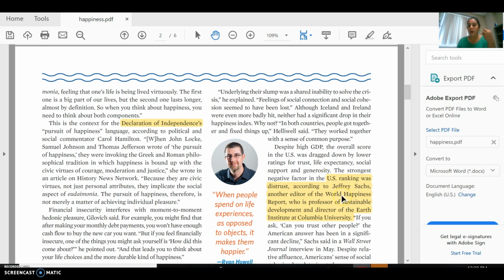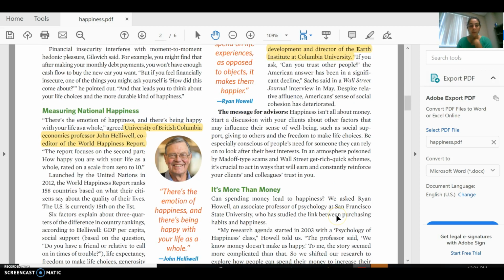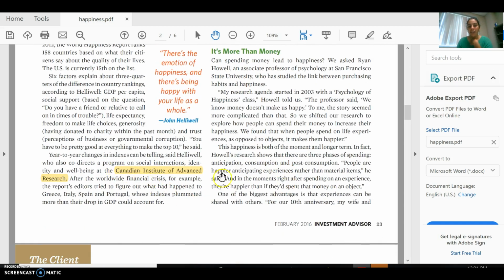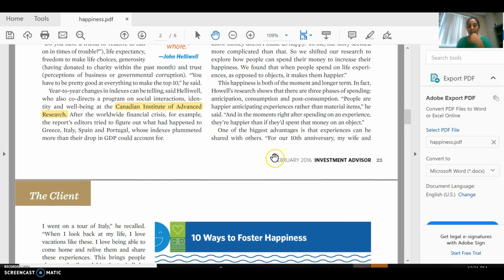There are people whose perspectives are backed up by their expertise in this article. US ranking was distrusted according to Jeffrey Sachs, another editor of the World Happiness Report, who is professor of sustainable development and director of the Earth Institute at Columbia University. As I'm reading this source, I see people from University of British Columbia, economics professor John Helliwell, right? I see that Canadian Institute of Advanced Research is referenced in this article about happiness.